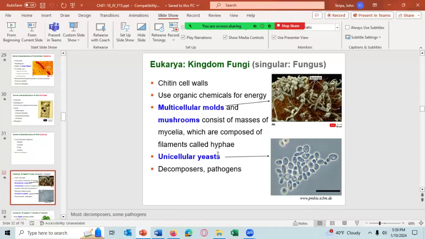The kingdom fungi are either decomposers or pathogens, meaning there are some fungi that cause human disease. One that you may have heard of is Candida albicans, which can cause a fungal bloom or a fungal disease in people, like skin fungi, nail fungi, eye fungi.